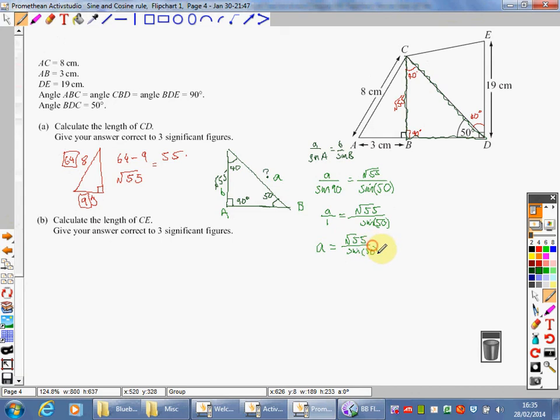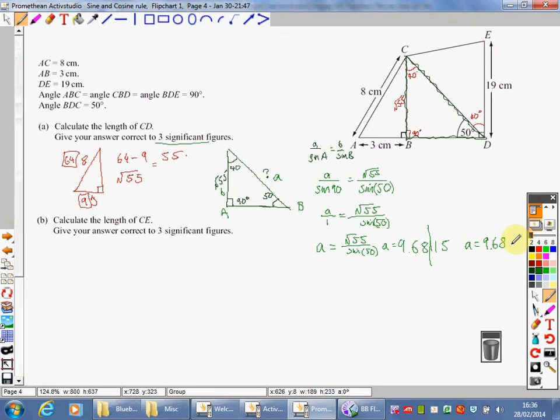I'm going to do that on my calculator now. Top of it is root 55 and the bottom of it is sine of 50. And that's given me 9.68115, and that's what a equaled. They've asked me to give it correct to 3 significant figures. So 1, 2, 3, 9.68, because that was a 1, there was a 1. So a equals 9.68, and it was in centimetres, I believe.